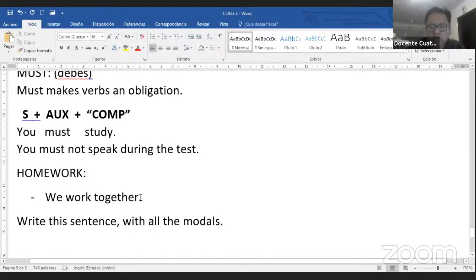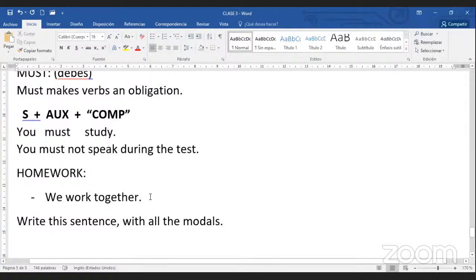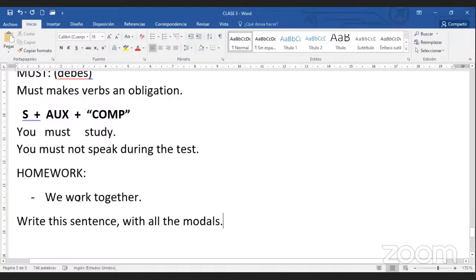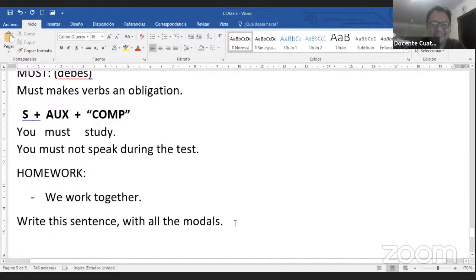Gabby, we work together with can. We can work together. Very good. Liber, we work together with could.